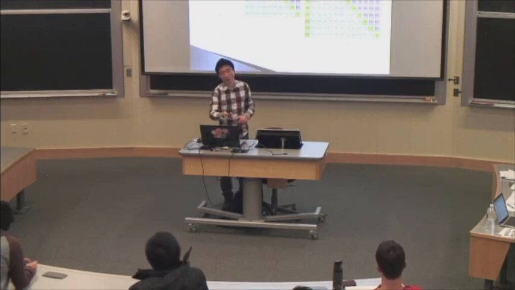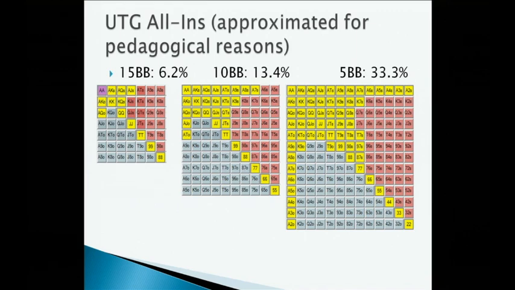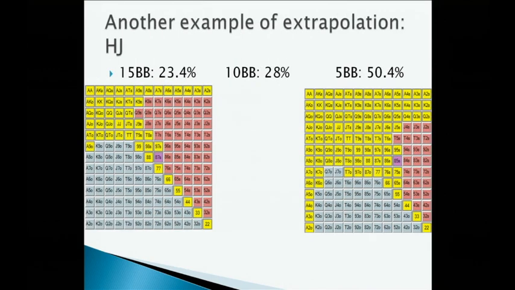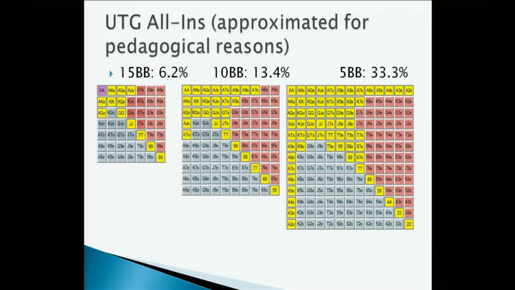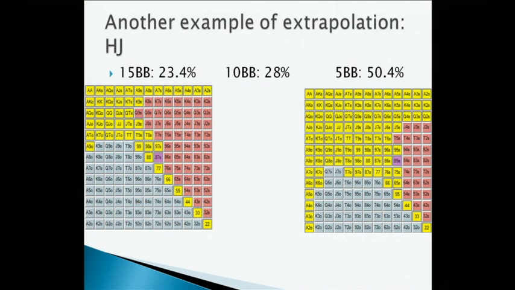But yeah, with 15 big blinds, I would recommend just raising small, although I don't think going all in is the end of the world. Okay, so this is roughly what the shape of the curve looks like. So here's another example. For a hijack, from 15 big blinds to 10 big blinds, it actually changes very little. I guess it changes somewhat, but 23.4% to 28%. And then with 5 big blinds, it goes up very fast. So as the number of big blinds goes down, it increases a lot, but the change from 15 to 10 isn't that much. I guess under the gun, it's a lot, but for hijack, it's not that much.